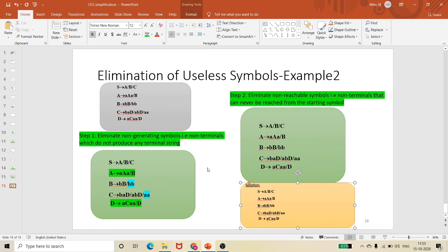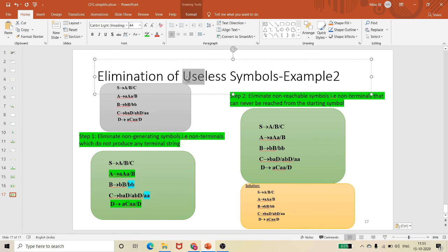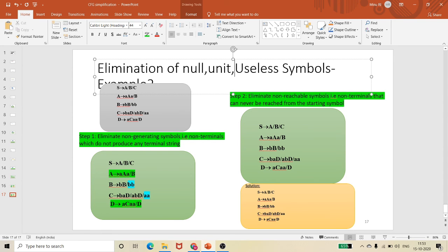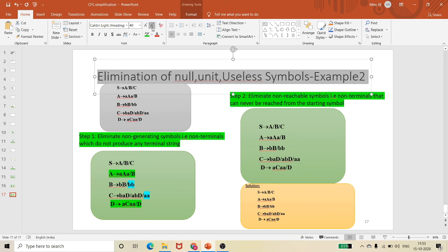Okay. So here I have eliminated only the useless symbols. Now, let me try to eliminate on the same grammar all of them: elimination of null, unit and useless symbols, something like that. Let me try with the same problem and let us see.